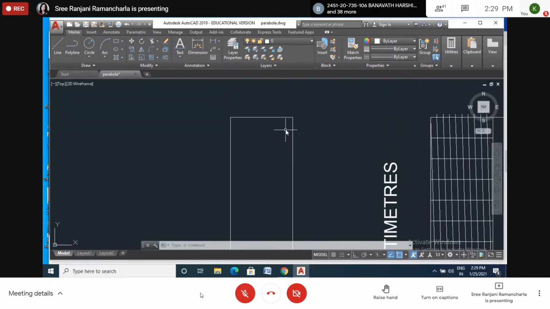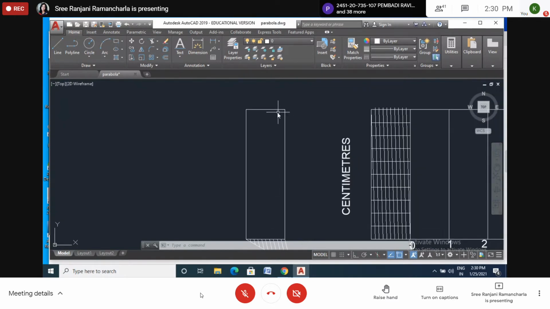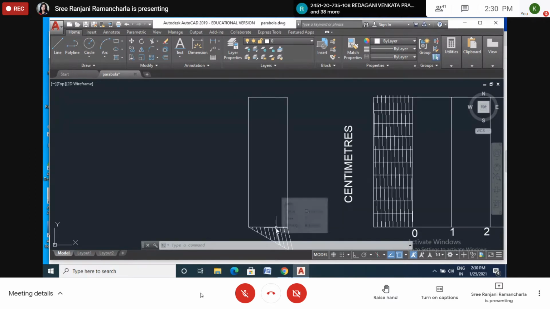Again move back, another point is here, and mark it here. Again move back. When you come to this point, mark it here. Like that with the roller, you have to mark all the points coinciding with these points. Right? So after getting all points here, 10 points.